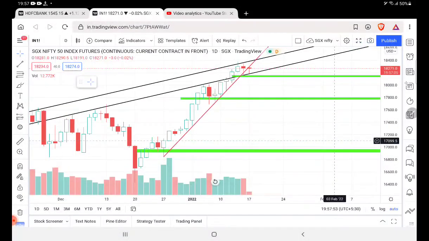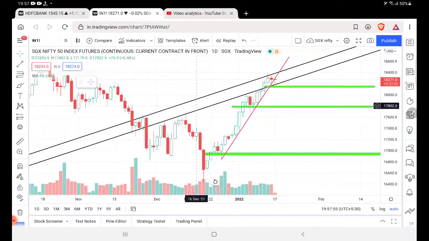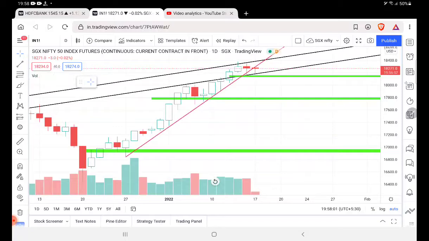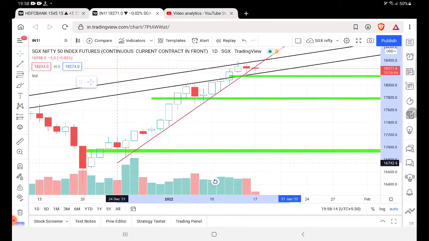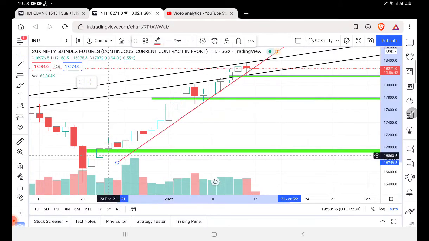But as we can see, we are taking this support trend line as a resistance. It is very clear to all of you. Now, another analysis I can show you: this trend line from 27 December, we are taking support on this trend line.